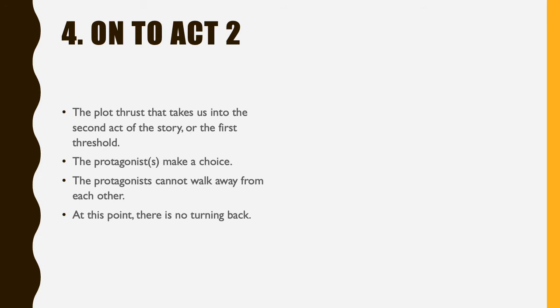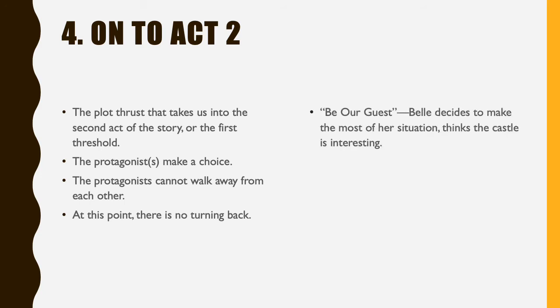So now we're at the point of the beginning of Act 2. This is a plot thrust that takes us into the second act of the story, or the first major threshold that the characters have to cross. So the protagonist might make a choice. They realize that they cannot just walk away from each other. Something has happened in their meeting where they've connected in a way that makes walking away impossible. And at this point, there's no turning back. We're at a point in the story where the status quo has been irrevocably changed, and nothing can go back to how it was before the story started.